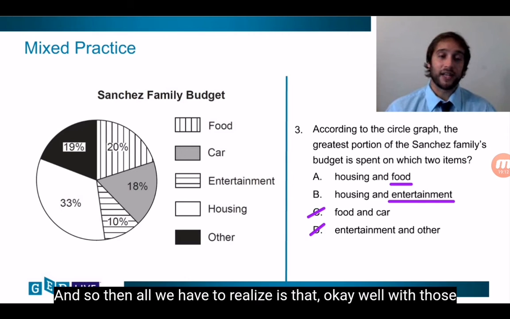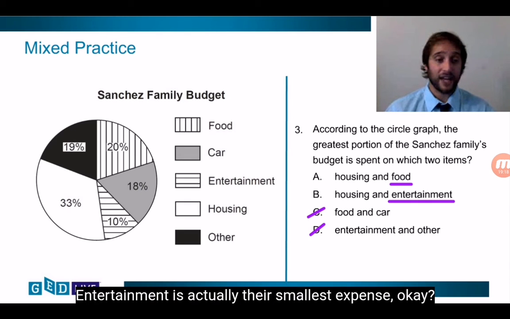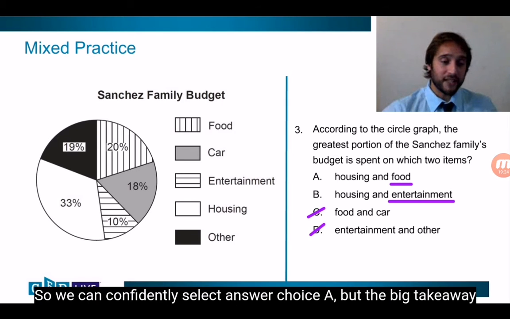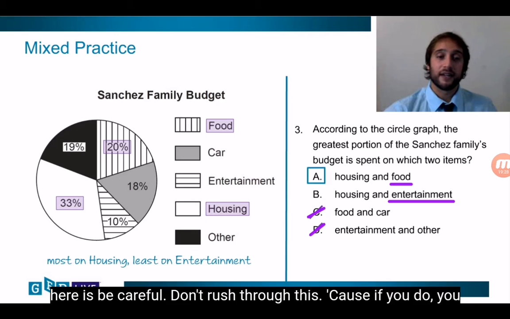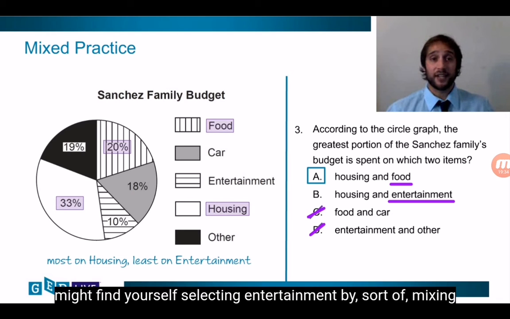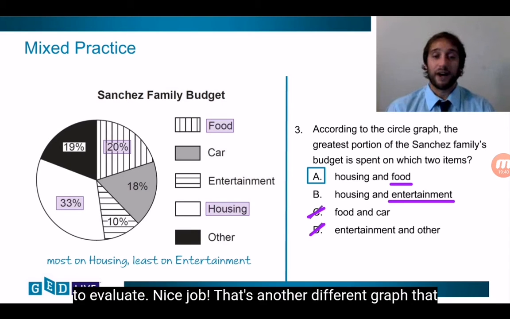And so then all we have to realize is that, okay, well, with those vertical stripes, that corresponds to food, right? Not entertainment. Entertainment is actually their smallest expense, okay? So we could confidently select answer choice A. But the big takeaway here is be careful. Don't rush through this, because if you do, you might find yourself selecting entertainment by mixing up that legend a little bit, without giving it the proper time to evaluate.